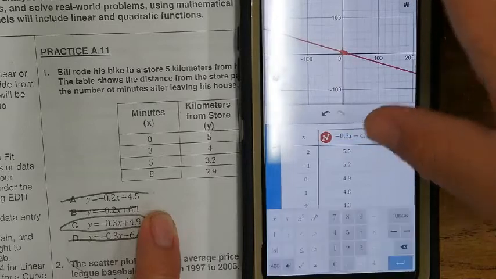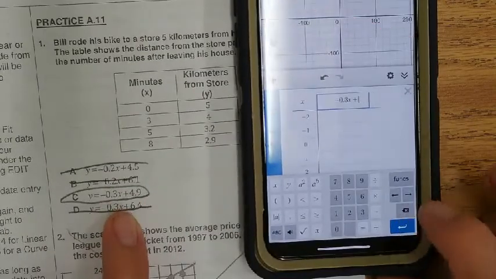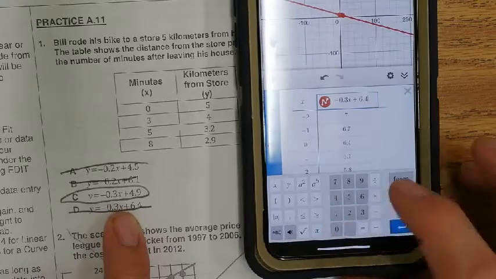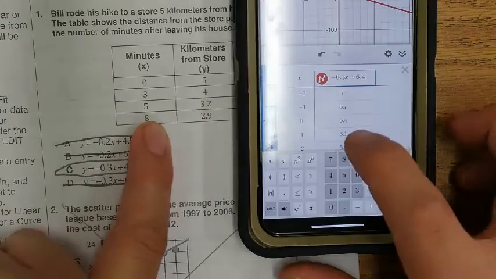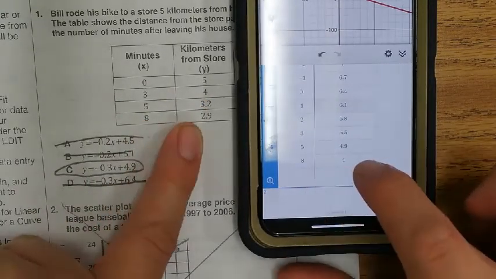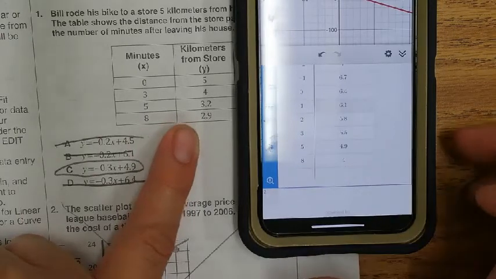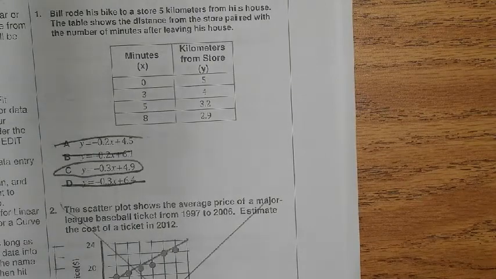The way you could double check if you weren't sure if those were closest, like I'll just try the last one just so you can see that those were nowhere close. 6.4. Well, if you look at this one, 0, 6.4. 3, 5.5. 5, 3.2. So those are nowhere close. So what you would do is you would just try each one of those until you found which one was closest. Number 2, you weren't supposed to do.